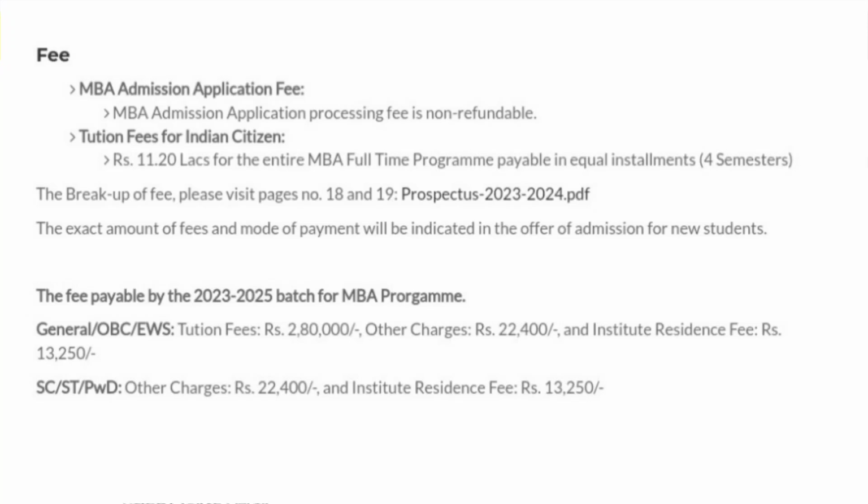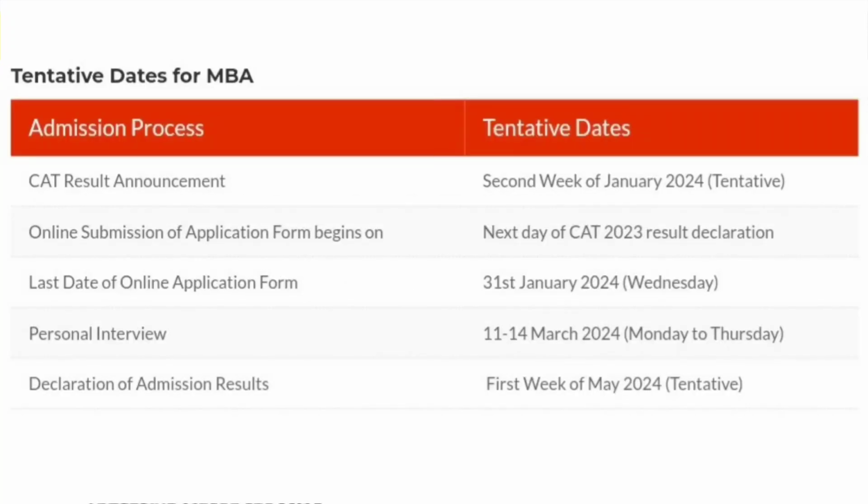The application form for IIT Delhi has already started and the last date of the online application form is 31st January 2024. And most probably the personal interview will be conducted between 11 to 14 March 2024 and the declaration of the result will be in the first week of May.